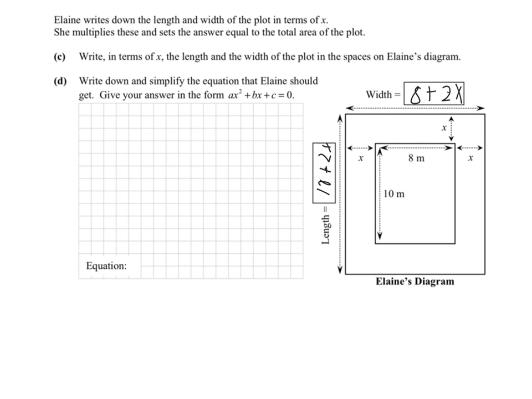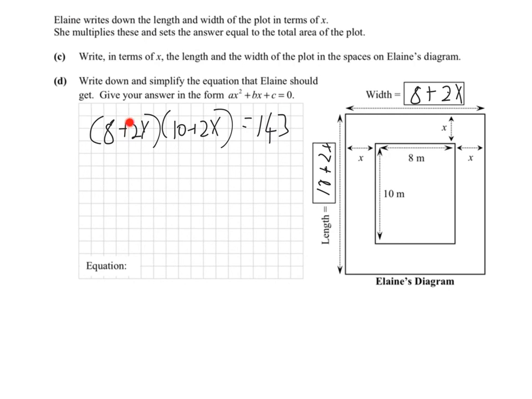Now, the next question says, write down and simplify the equation that Elaine should get. Give your answer in the form ax squared plus bx plus c equals 0. Well, it says that Elaine writes down the length and width of the plot in terms of x, multiplies these, and then sets the answer equal to the total area of the plot. So she's multiplying these and putting them equal to the total area of the plot, which is 143. Again, we have to give our end answer in this form.